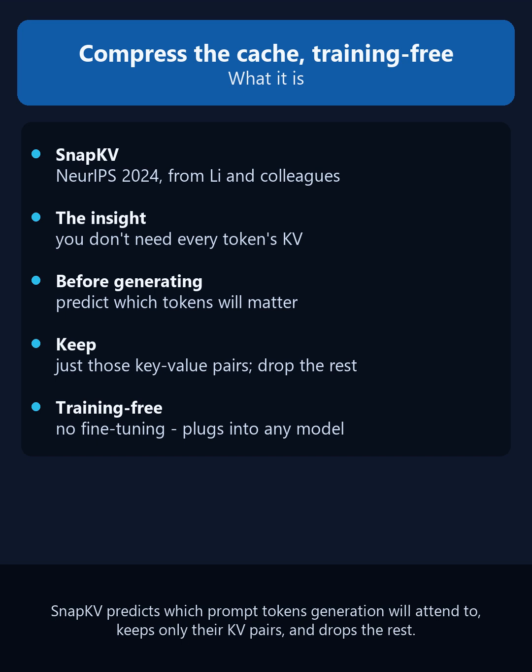SnapKV, from a 2024 paper titled LLM Knows What You Are Looking For Before Generation, is a training-free compression method. The insight: you don't need to keep every prompt token's cache. Before a single word is generated, SnapKV predicts which prompt tokens generation will actually attend to, keeps just those key value pairs, and drops the rest. No retraining, no fine-tuning, it plugs into an existing model.